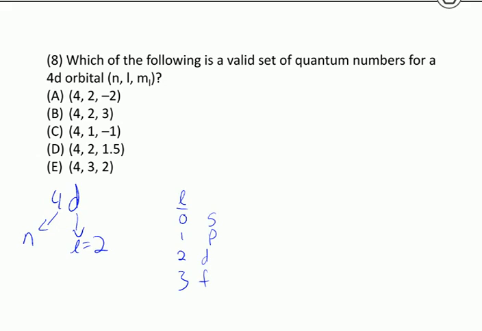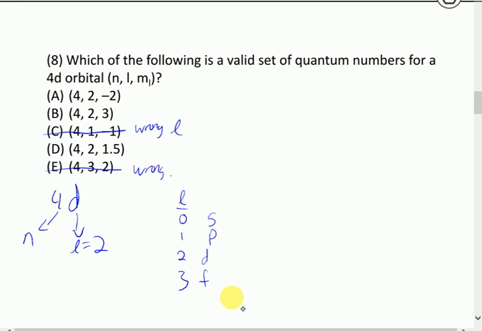So if we look at these sets of quantum numbers, all of them have the correct value of n. The first quantum number is 4. Well, if you look at the value of the second quantum number, this one is L equals 1, this one's L equals 3. So both of these, C and E, have the wrong L value. All right, so if we're trying to find the valid set of quantum numbers, we now need to look at this third quantum number in this group, which is M sub L.